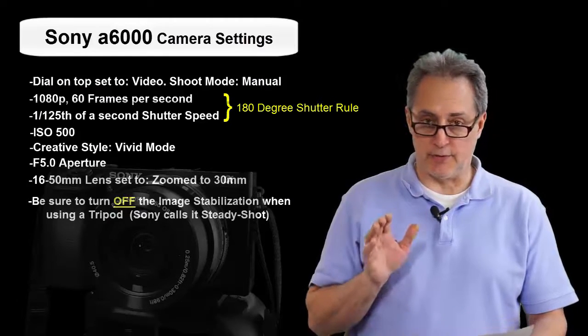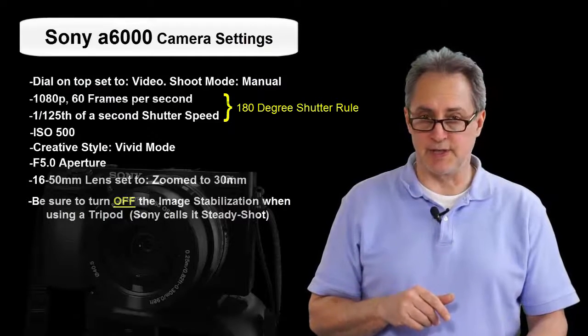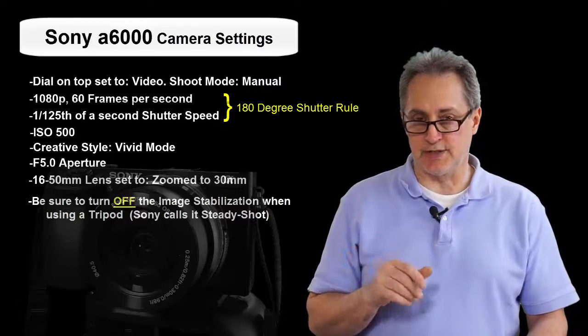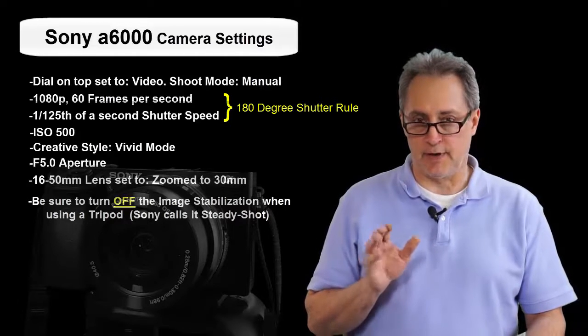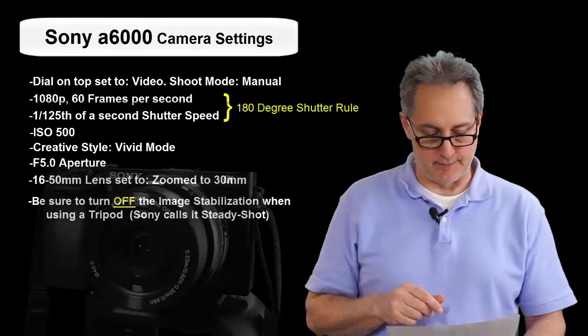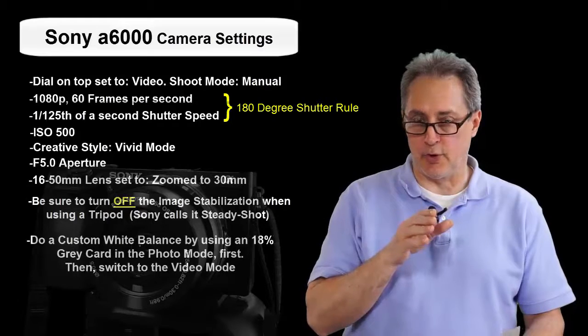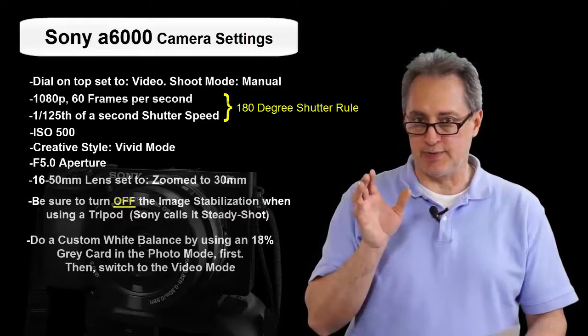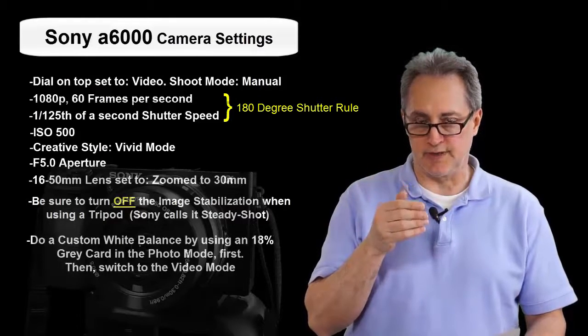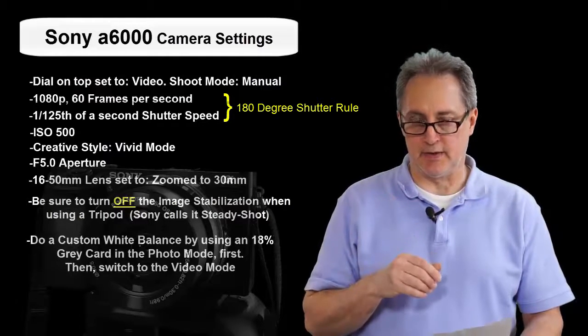This is important. When you're using a tripod like I am, you want to make sure that your image stabilization, or steady shot as Sony calls it, is off. Otherwise the camera will actually vibrate while it's on the tripod. I also do a custom white balance in the photo mode first. I use an 18% gray card. I do a custom white balance, and then I switch it over to the video mode and the white balance is good.